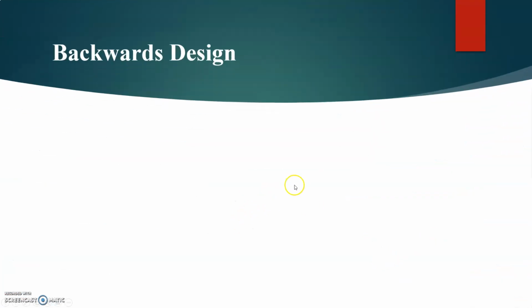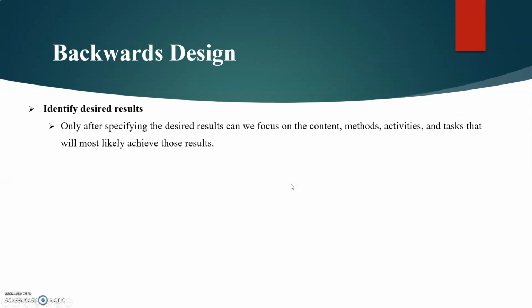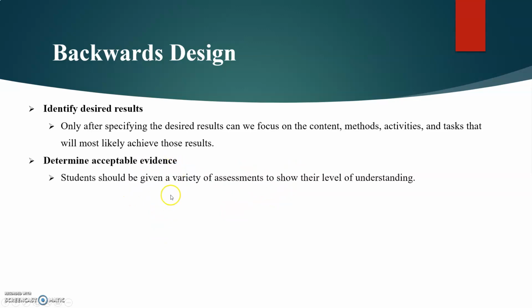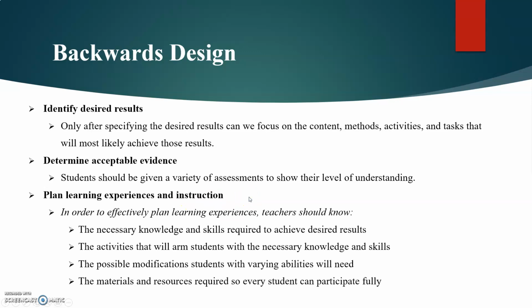And now we're on to backwards design. To begin, you want to identify desired results. Only after specifying the desired results can we focus on the content, methods, activities, and tasks that will most likely achieve those results. Determine acceptable evidence. Students should be given a variety of assessments to show their level of understanding. Finally, plan learning experience and instruction.